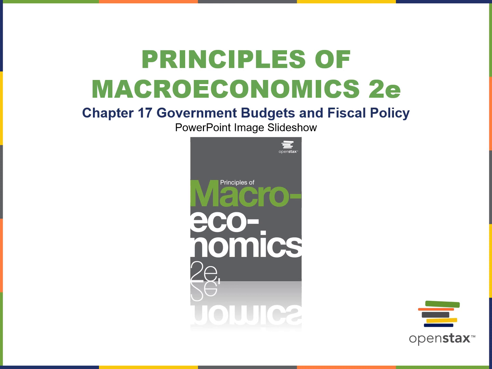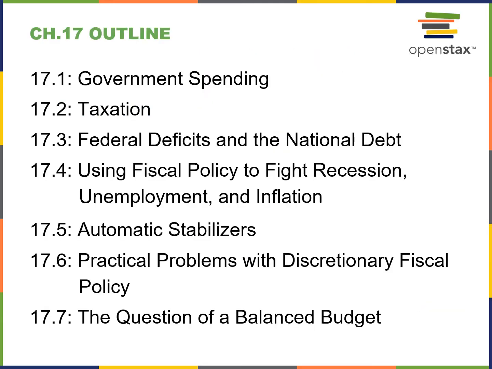Principles of Macroeconomics, Chapter 17, Government Budgets and Fiscal Policy, Professor Wagner. This chapter is going to outline topics such as government spending, taxation, deficits and national debt, the use of fiscal policy to fight recession, unemployment, and inflation, automatic stabilizers, practical problems with discretionary fiscal policy, also the question of a balanced budget.